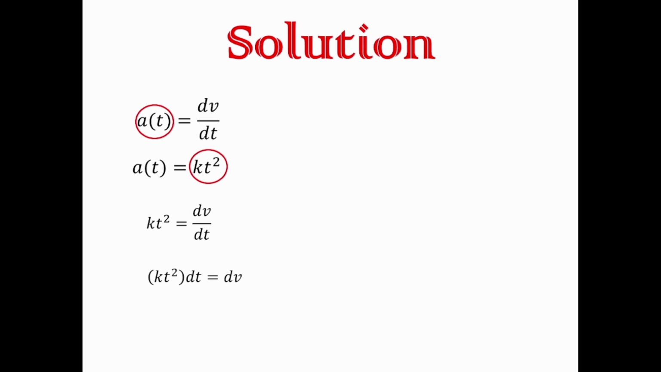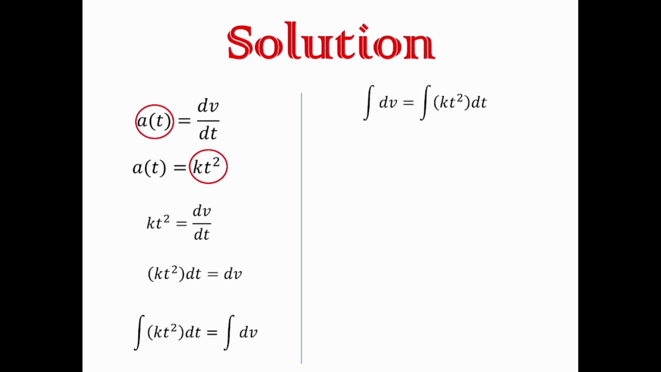Having done that, we can multiply both sides by dt to get a new equation: kt squared times dt is equal to dv. So basically, we can introduce our integration sign, and we have the integral of dv is equal to the integral of kt squared dt. So we just integrate both sides.